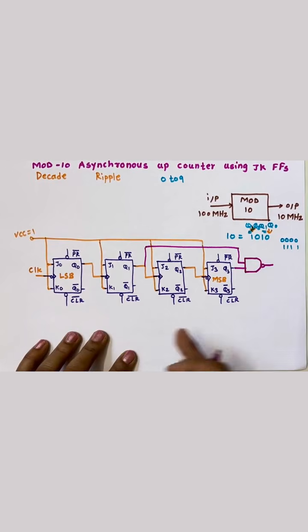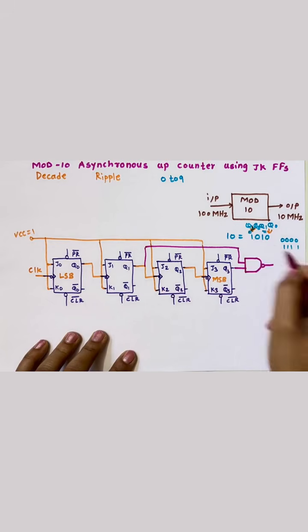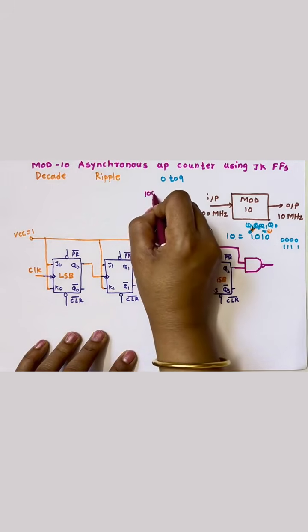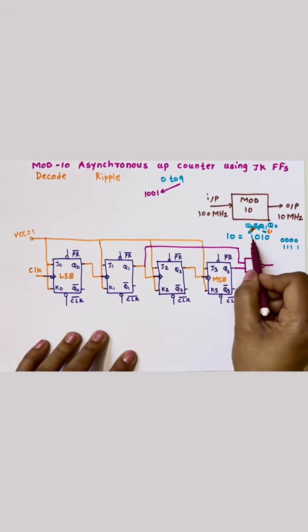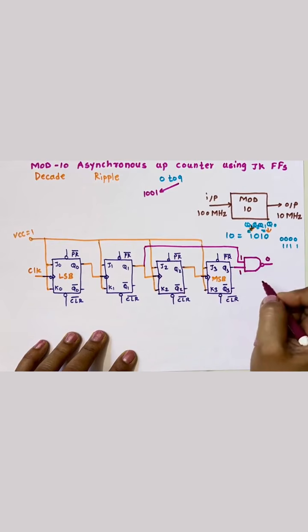This counter will start counting from 0, 0, 0, 0, and once it tries to become 1, 0, 1, 0, which is 10, we don't want that. We want the maximum output to be 9, which is 1, 0, 0, 1. So when it tries to become 1, 0, 1, 0, this pin will receive 1, this pin will also receive 1, and the NAND gate will generate 0 at the output.